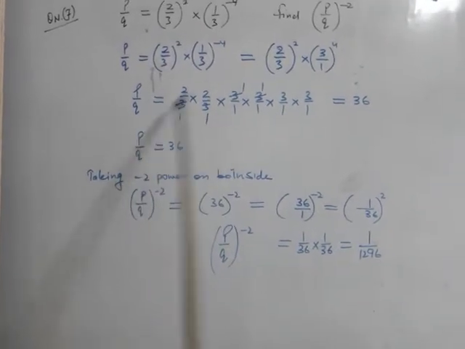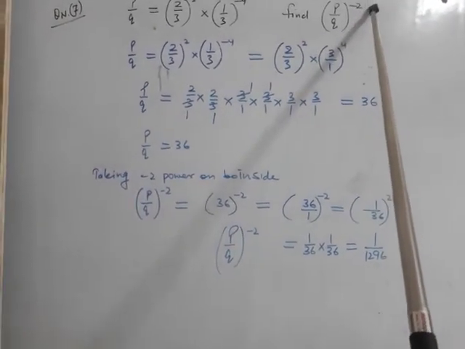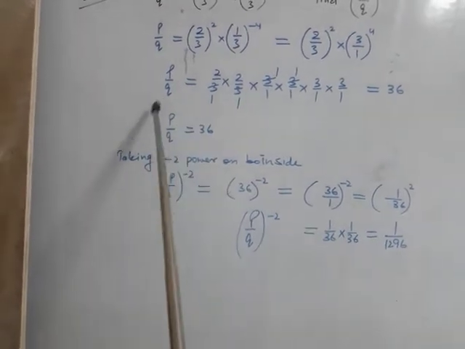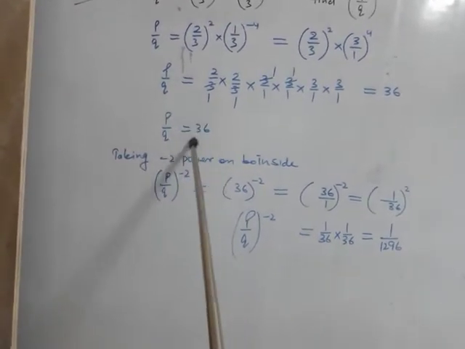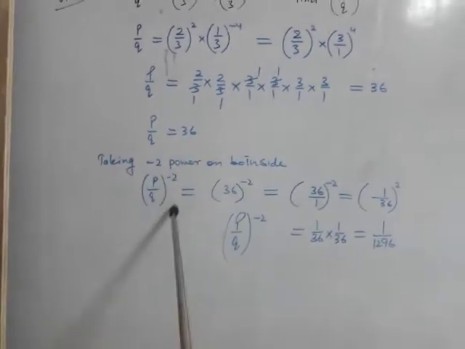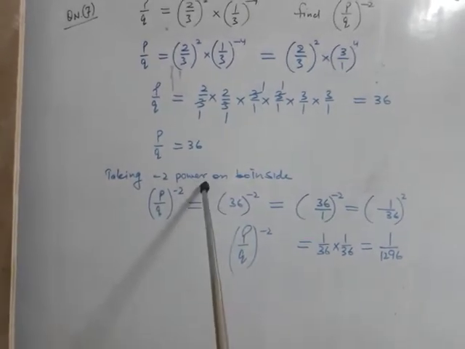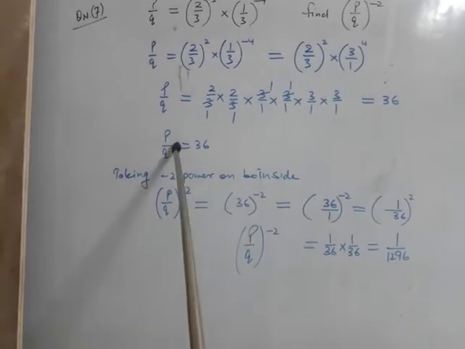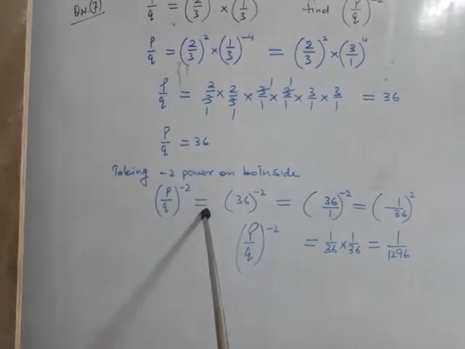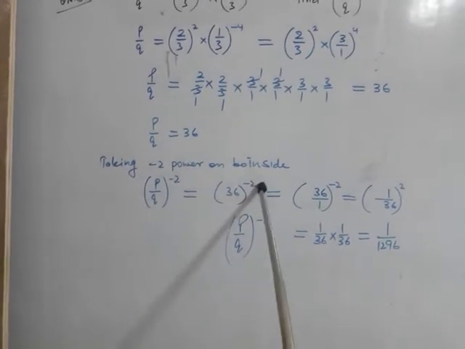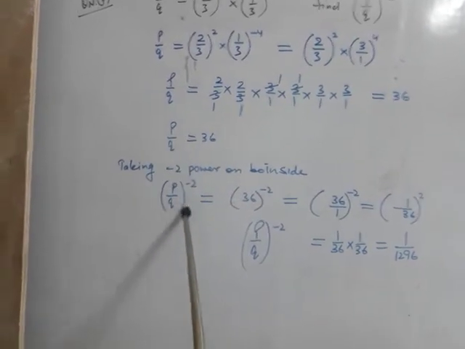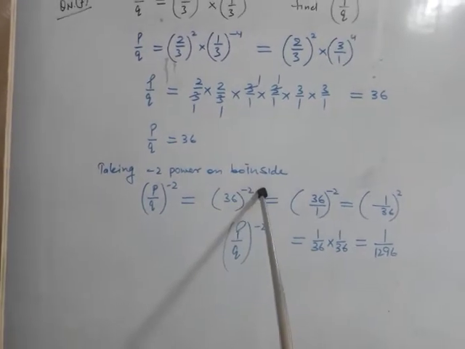Now you need to find out the value of (P over Q) to the power minus 2. If we raise this P over Q to the power minus 2, then we also have to raise its value to the power minus 2 to get the answer. So taking minus 2 power on both sides, (P over Q) to the power minus 2 can be written as 36 to the power minus 2. Why? Because we raised P over Q to the power minus 2, so 36 also has to be raised to the power minus 2.